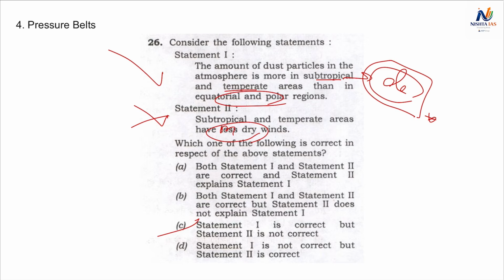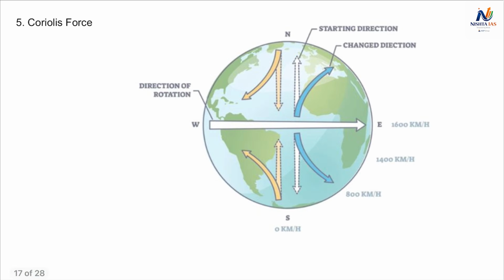So such simple questions will be asked, we should be very thorough with that. Likewise, coming to the Coriolis force, friends, we all have learned that this Coriolis force is because of the rotation of the earth. Here we can see the direction of rotation of the earth, and the Coriolis force acts towards our right in the northern hemisphere and towards our left in the southern hemisphere.